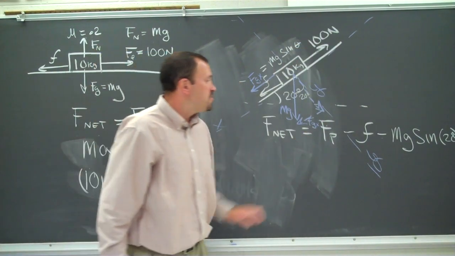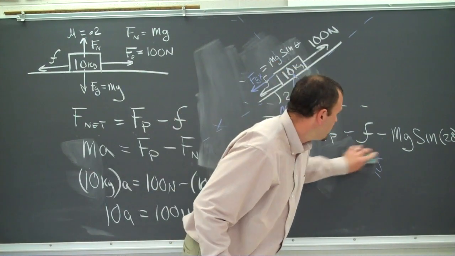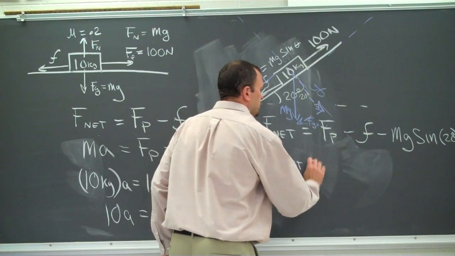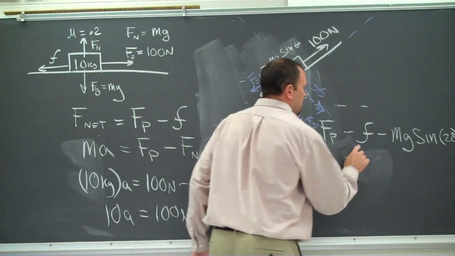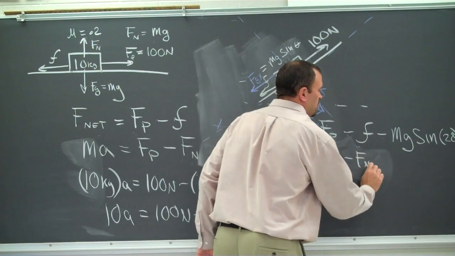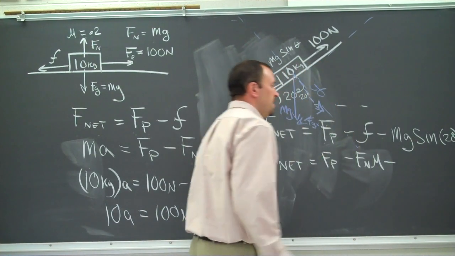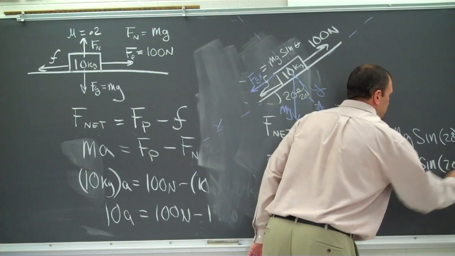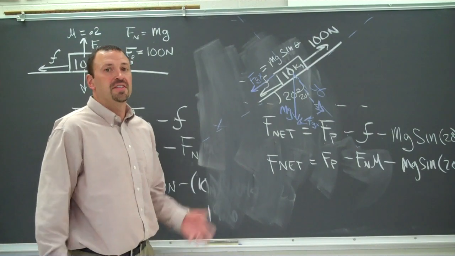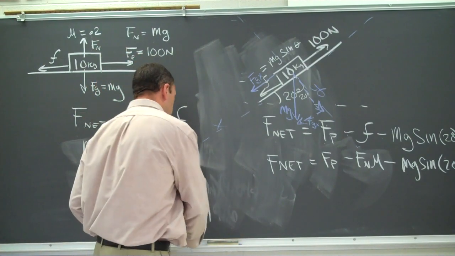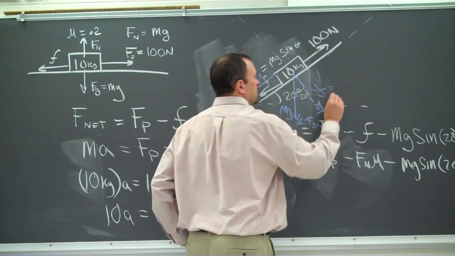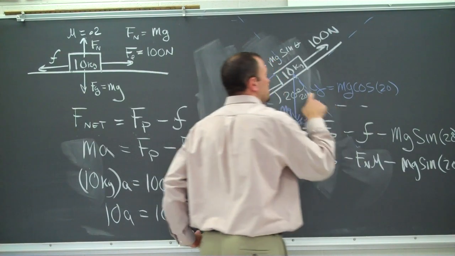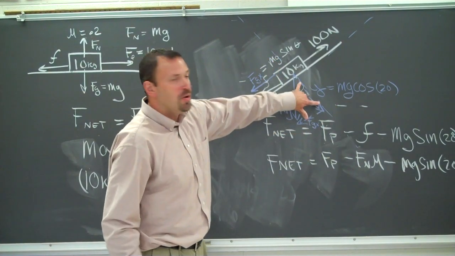Okay, so we need to substitute everything in here that we're wanting to look at. First of all, let's look at our frictional force. Let's rewrite this. F net is equal to Fp, that's my 100 newtons, minus my frictional force. Frictional force is normal force times mu. And then I've got my component of the gravitational force down the ramp. Well, what's my normal force in this case? Now we're looking at our other component of the gravitational force, the y component here, that's equal to mg cosine 20, or mg cosine theta.